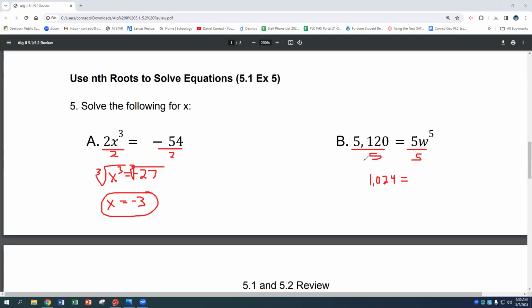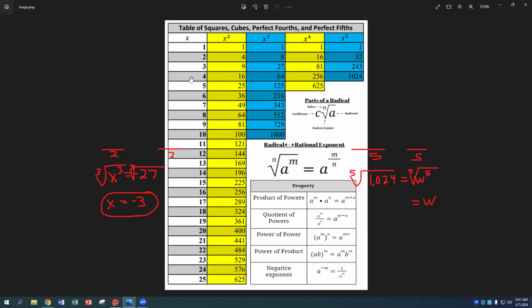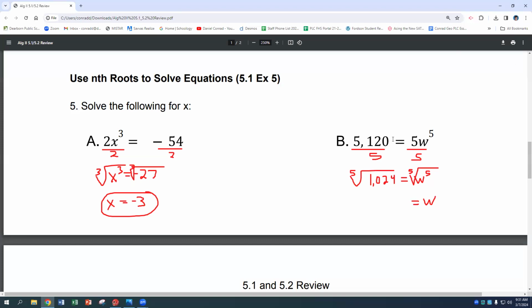You can use your calculator if you want, but 5 goes into 5,000 1,000 times, and then 5 goes into 120 24 times. Okay, and this time I'm going to take the 5th root of both sides, because the 5th root of w to the 5th is w, and then the 5th root of 1024, if I look at my chart, is going to be 4. And there's my solution.